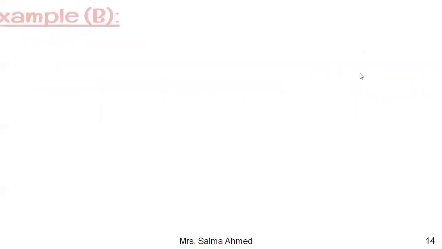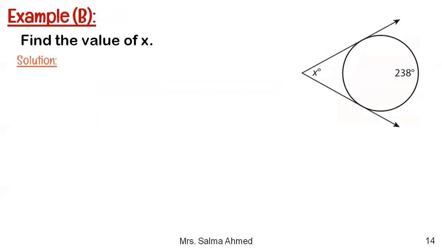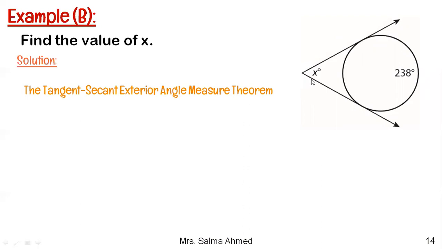Let's have another example. Find the value of x. Here I need to find x, which is the measure of the exterior angle. So I'm going to use the same theorem, the tangent secant exterior angle measure theorem, which says that the exterior angle is half the difference of the biggest arc minus the smaller arc. So x equals half of 238, which is the biggest one, minus the smaller one, which is this one.